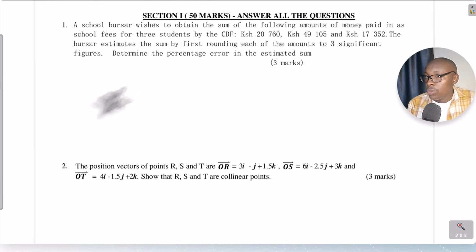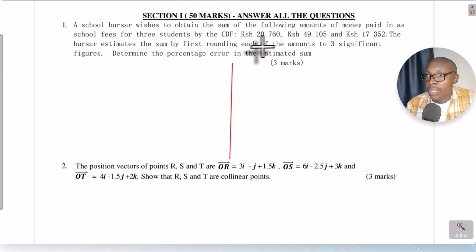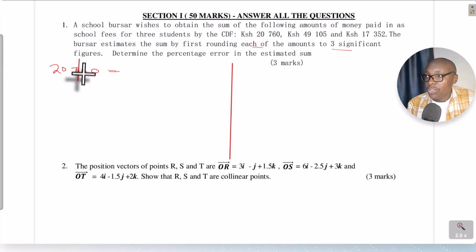So these are questions on errors. The amounts that are given here were estimated by rounding them each to 3 significant figures. So we are going to round off the first one, 20,760, to 3 significant figures. So you need it up to 1, 2, 3, up to that point. You check this digit 6. If it is a 5 or more, you add 1 to 7. So this will give 208, and then the others will be zeros.